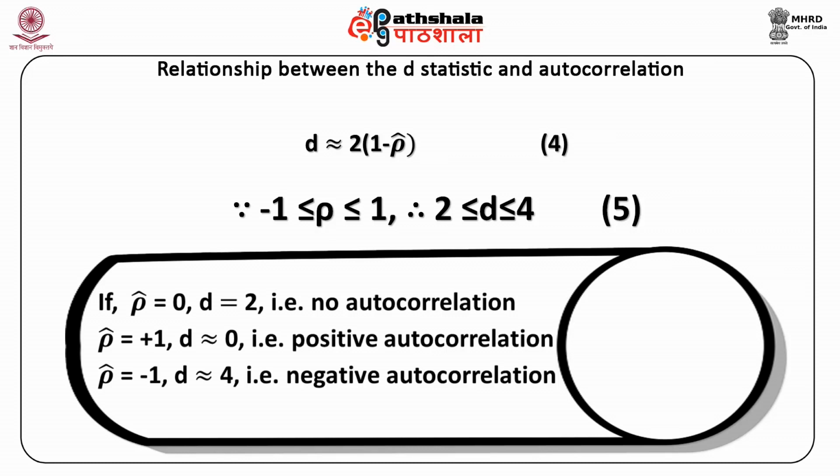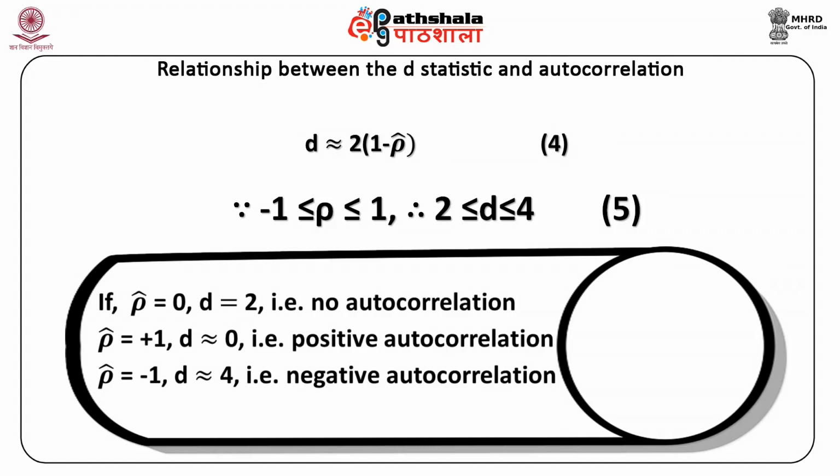To summarize, if no autocorrelation is present in the model, then the D statistic will take a value equal to 2. If positive autocorrelation is present in the model, then the D statistic will take a value close to 0. If negative autocorrelation is present in the model, then the D statistic will take a value close to 4.